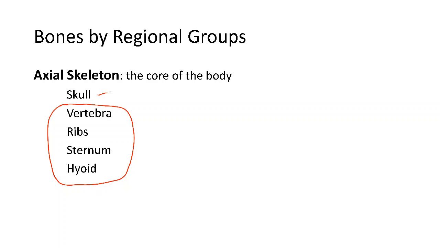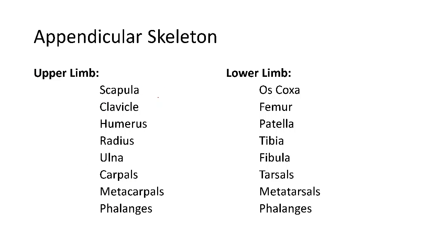The skull will be unit 3. We put it in its own space because it's so specialized and there's so many things to learn about it. We don't want to confuse you, so we're going to basically focus on the ribs, the vertebra, the sternum, and the hyoid. The appendicular skeleton refers to the limbs, and I've given the complete list of the limb bones here.